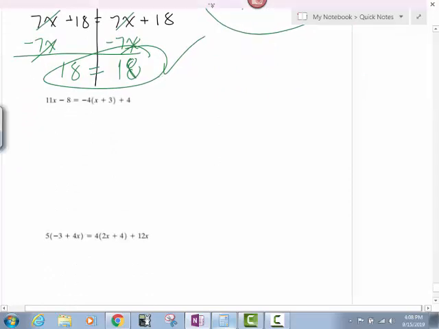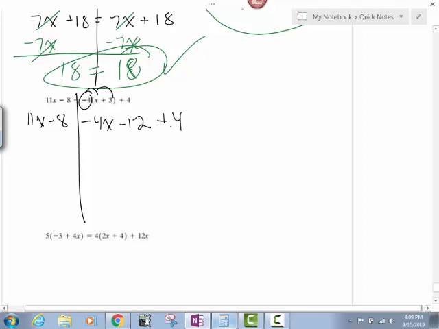All right. Let's see what we can do with this next problem here. I'm going to draw my line coming down. So my 11x minus 8 stays as it is. Remember, I'm distributing the number negative 4. It's a negative 4x minus 12. Let's see, plus 4. Okay. And so now we have 11x minus 8 equals negative 4x minus 12 plus 4 is a minus 8.